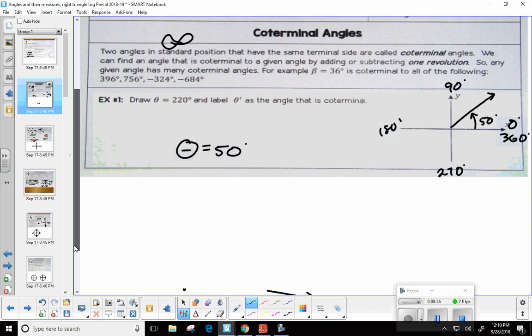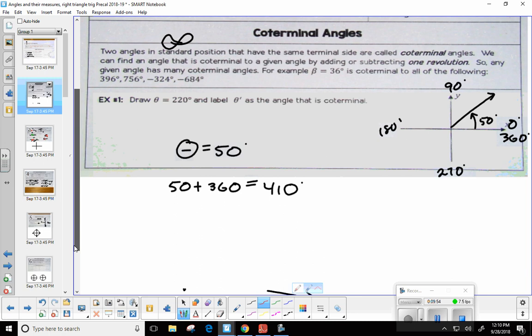Well, when you're asked to find one positive and one negative coterminal angle, all you're doing is adding and subtracting 360. So let's see here, 50 plus 360. Well, somebody help me out. What would that be? 410. So 410 degrees. So let me show you what this means.